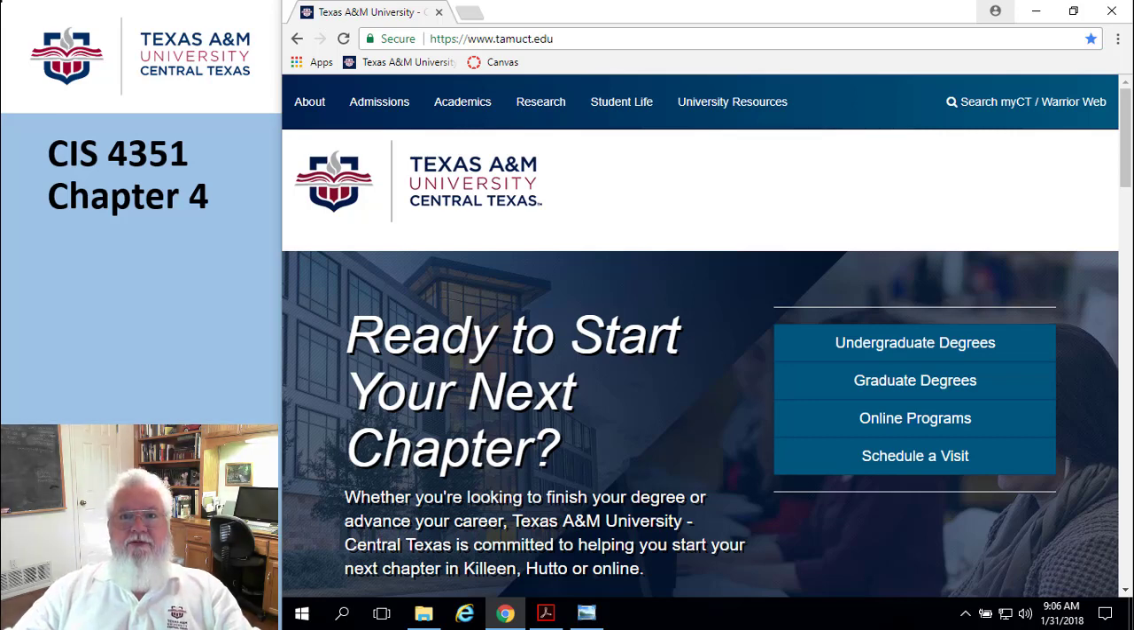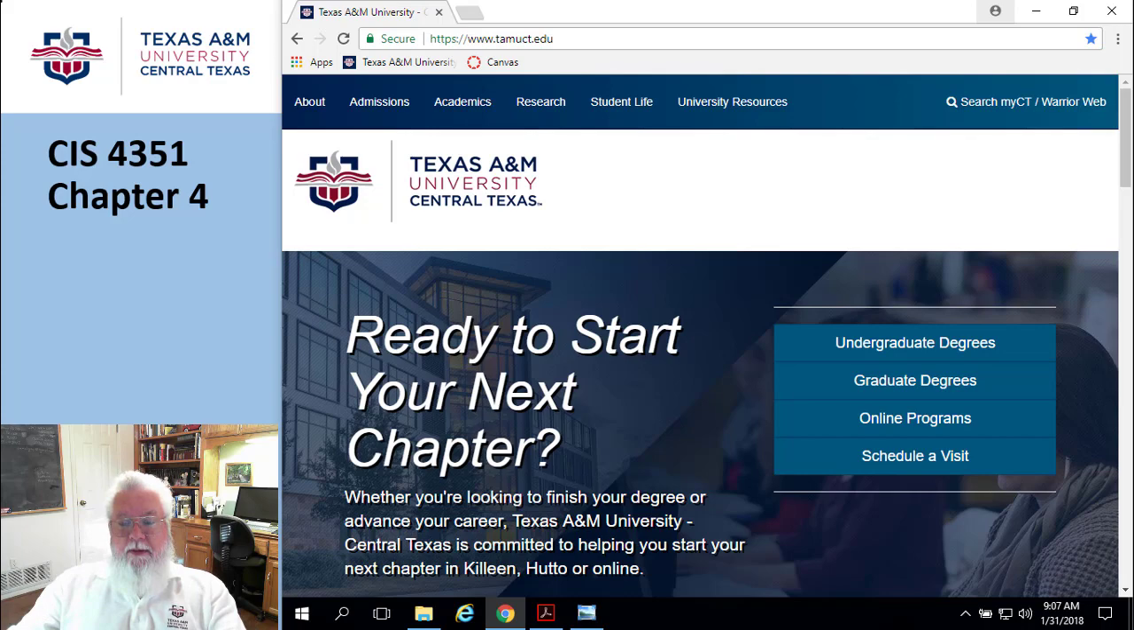Okay, welcome back. This is Chapter 4. Chapter 4 is about project integration. Now, the way the book is set up is that from this point on, they're going to have one chapter for each one of the 10 knowledge areas. The first one is the integration one.